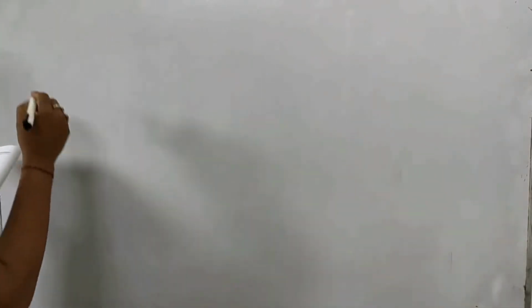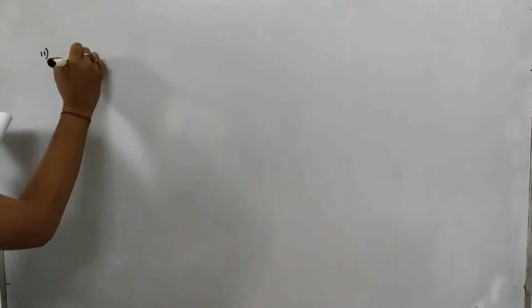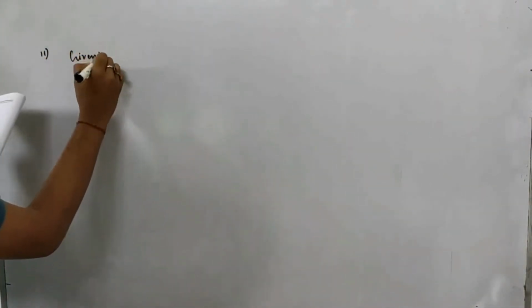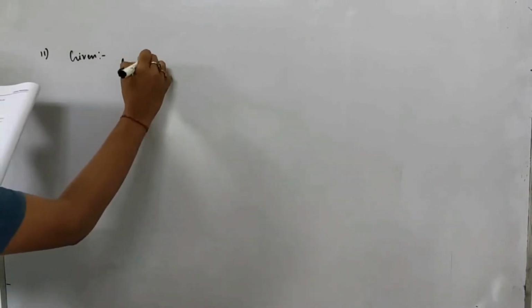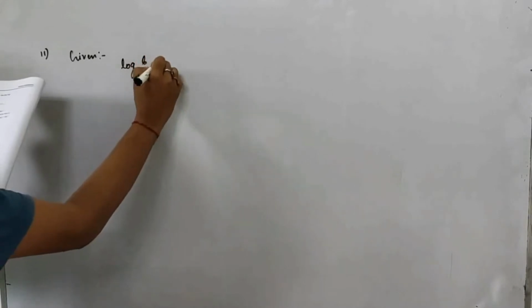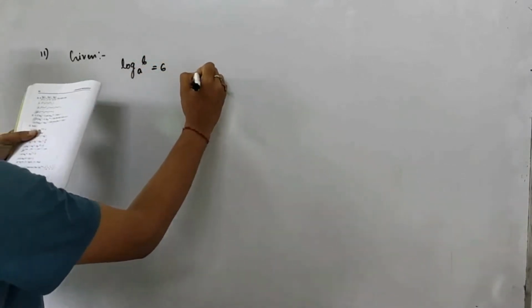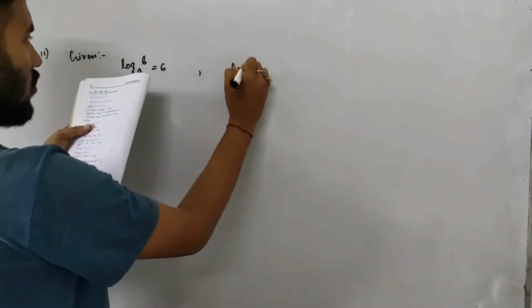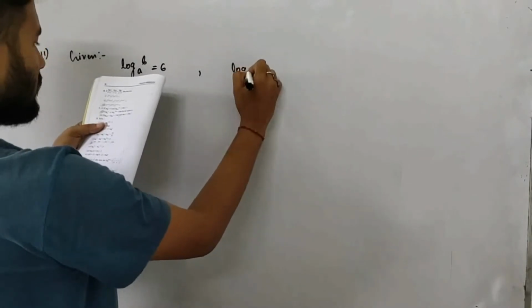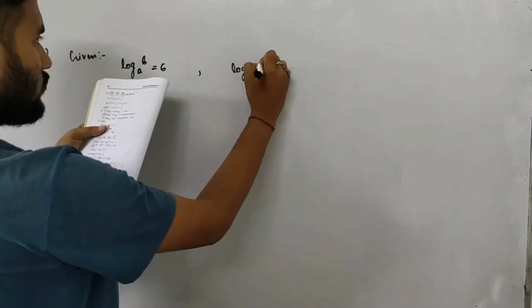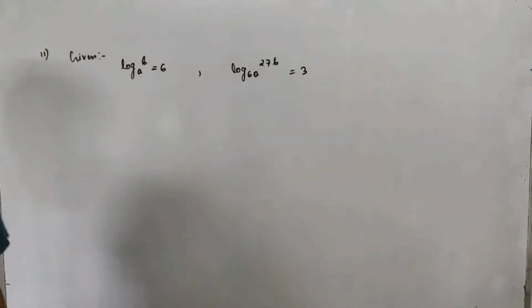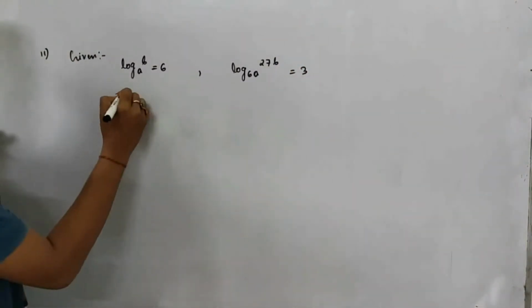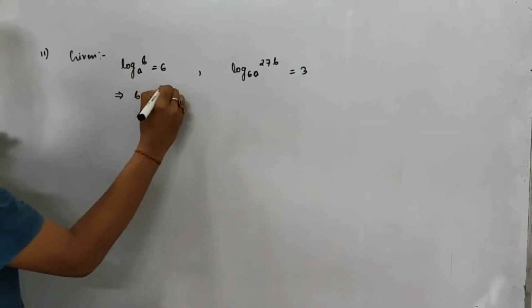Again, same way you write given. Number 2, given log b to the base a is equal to what? 6, comma log 27b is equal to what? 3. Same pattern you follow, take it to exponential form. So b will be equal to what? A to the power 6.